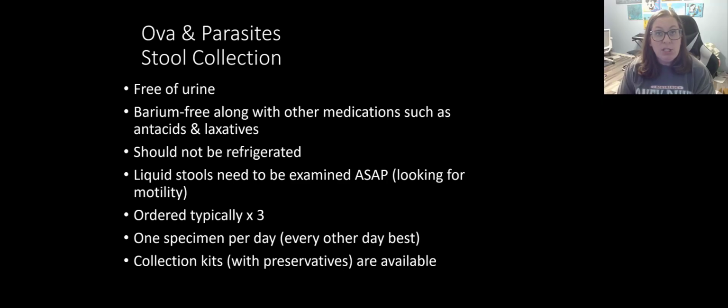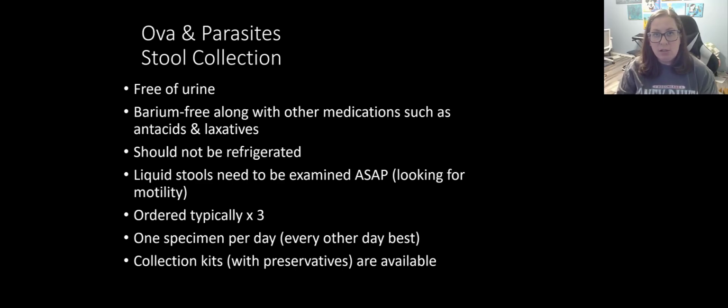All right, now we're going to switch gears. We're moving out of viruses, and we're going to look at ova and parasites. Now, ova are the eggs of the parasites. And first, we want to look at stool collection first. All right, so when we take a stool sample, we need to collect it in a certain way in order to perform the examination for the eggs, the ova, and the parasites. So let's talk about this real quick.